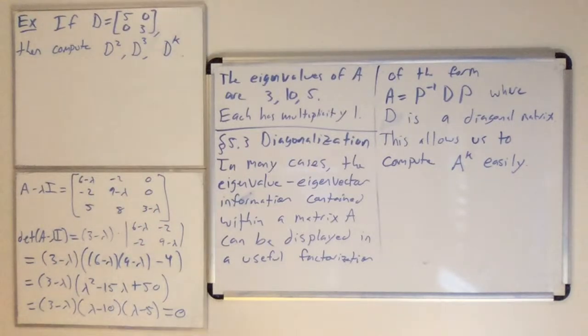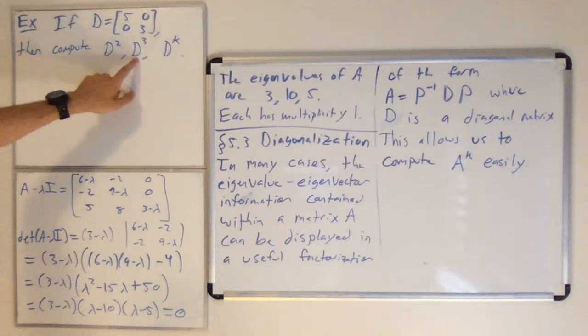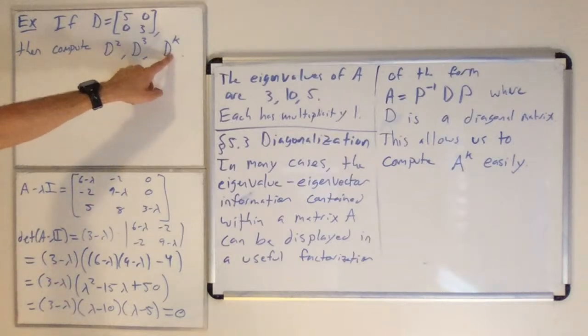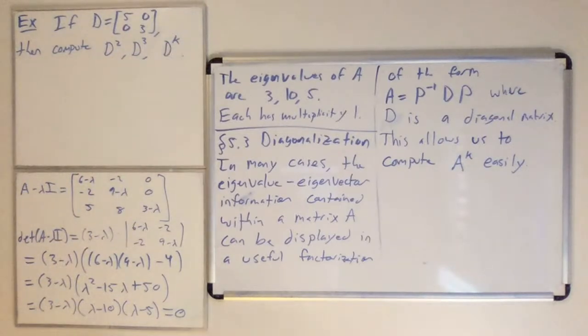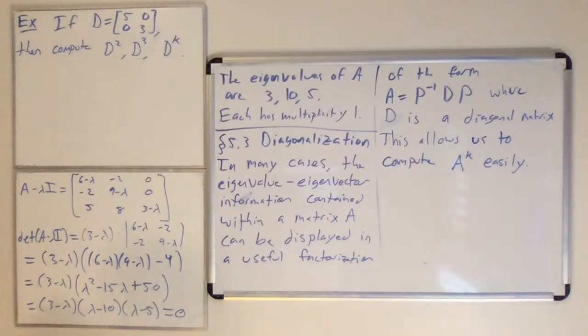Okay, so we have this diagonal matrix D, 5, 0, 0, 3. And the question is, compute D squared, so D times D. Compute D to the third, which is D times D times D, and then find a general pattern. So what is D raised to the kth power? Is there a fast way to compute D to the 100th, for instance?